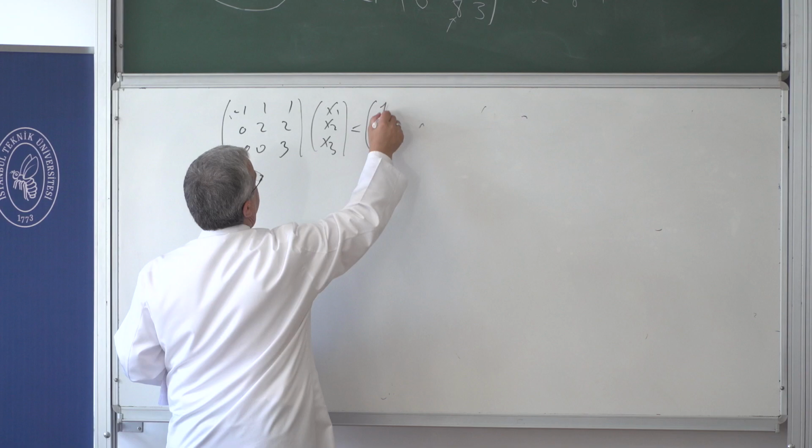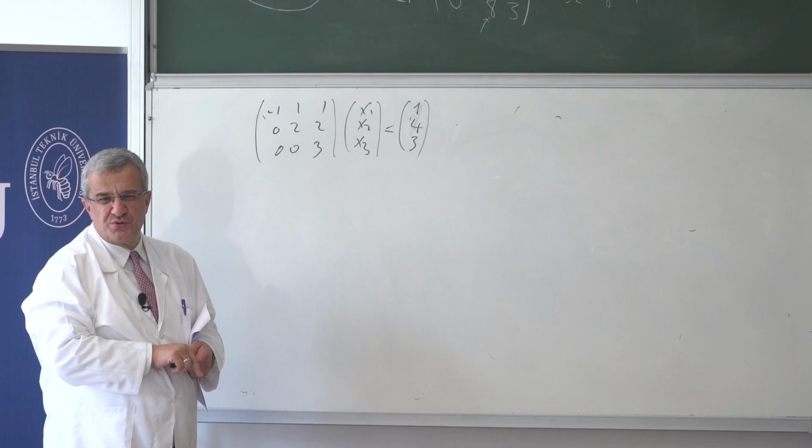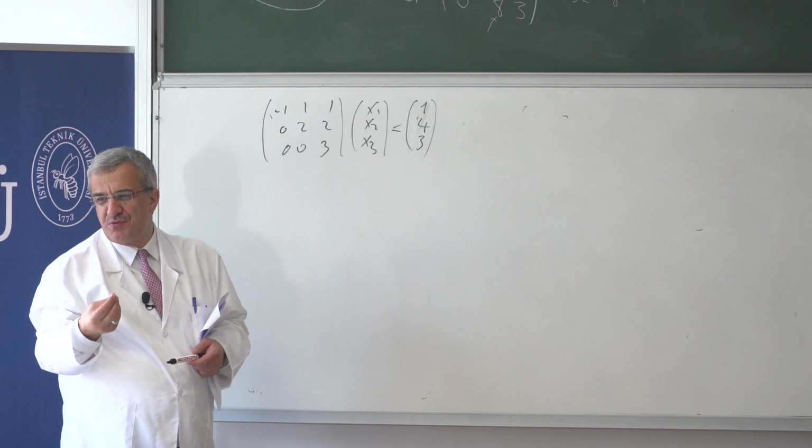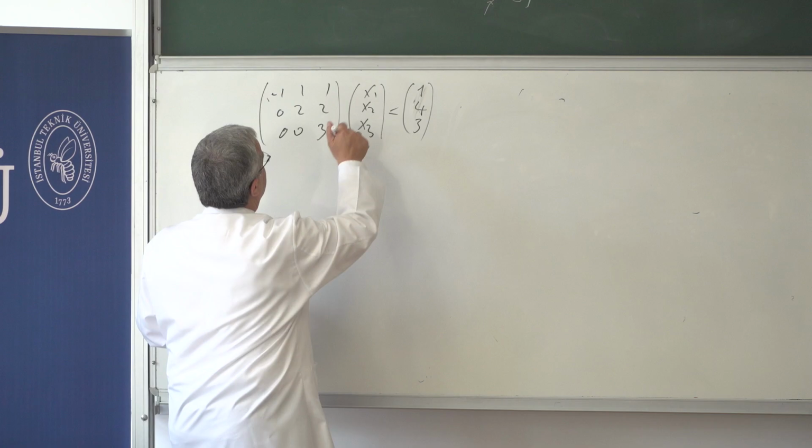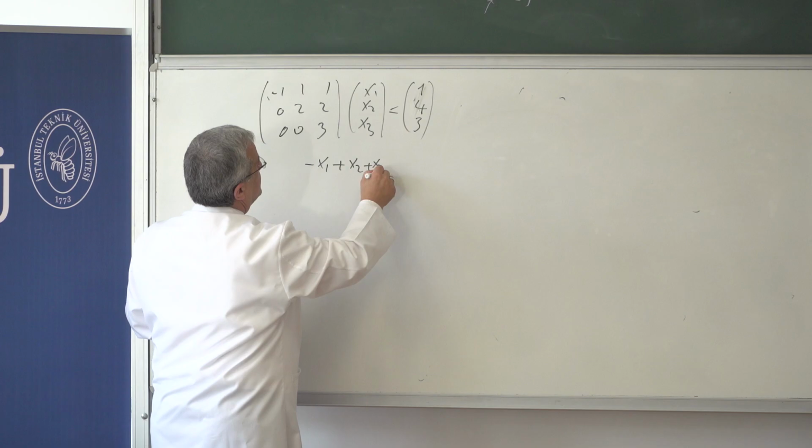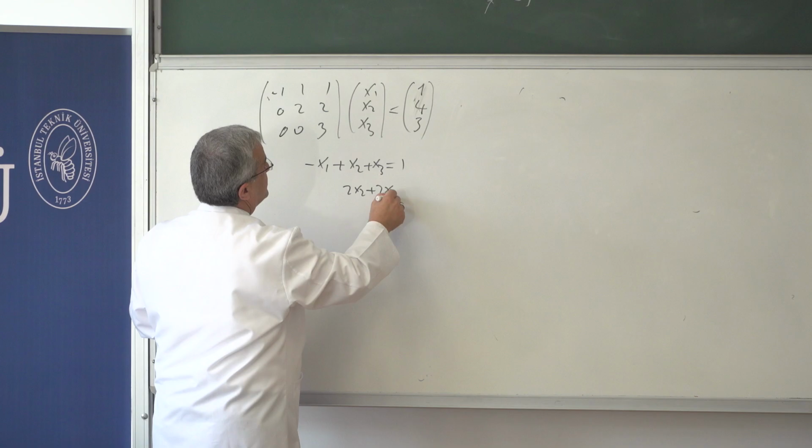Let's say you have an upper triangular system of linear equations. It's so easy to solve, isn't it? So you don't need any Gaussian elimination, nothing. As a matter of fact, Gaussian elimination is used to bring it in this form. So what do you do? If you multiply this, so it is minus x1 plus x2 plus x3 is equal to 1. 2x2 plus 2x3 is equal to 4. 3x3 is equal to 3, right?